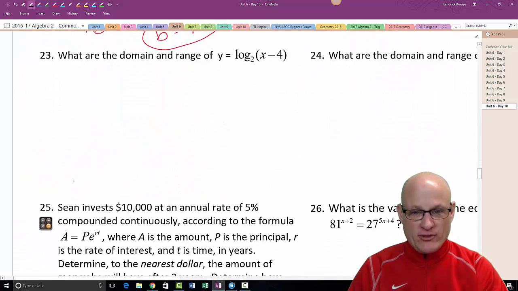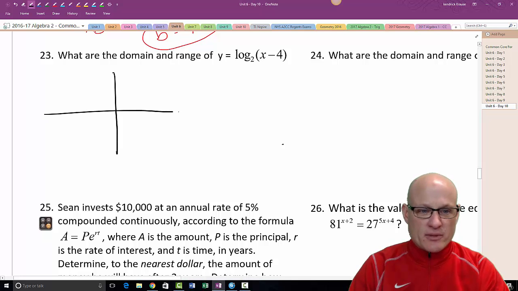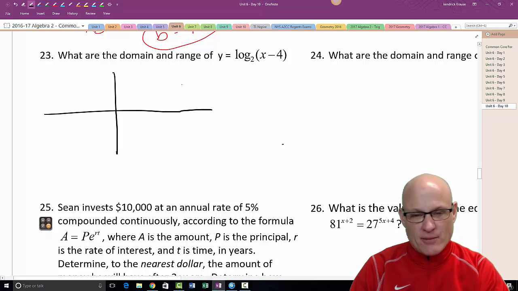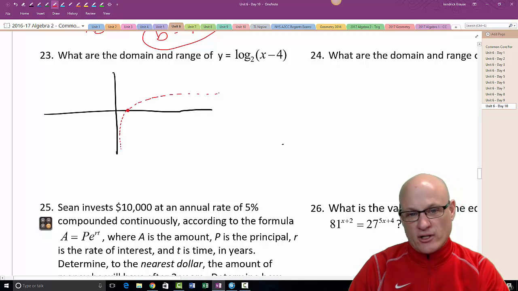What are the domain and range of this? Okay. So this is actually not a bad problem. I'm not going to use the graphing calculator, but I would highly suggest you do. Actually, I might do one of them just to show you. But don't all log functions go through the point 1, 0? So that's what a log function should look like.